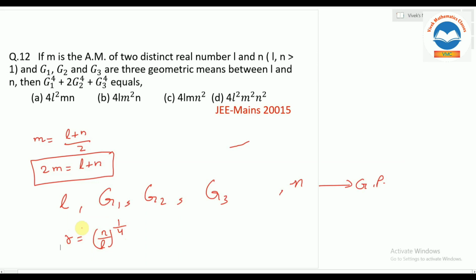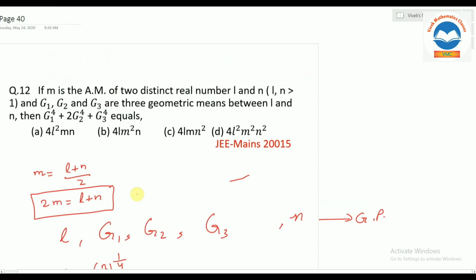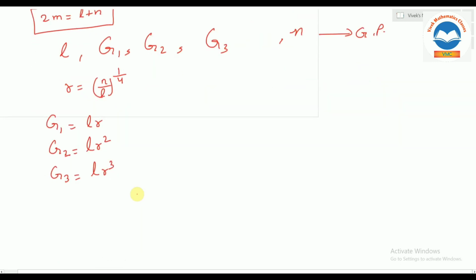So if you want to write G1 value, what will be our G1 value? G1 will be LR. G2 will be how much? LR square. And we know the R value, we can substitute whenever we need. And G3 value will be how much? LR cube. So what they are asking? They are asking G1 to the power 4 plus 2G2 to the power 4 plus G3 to the power 4.